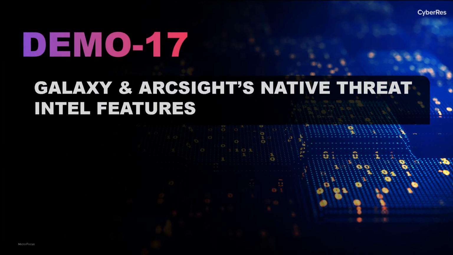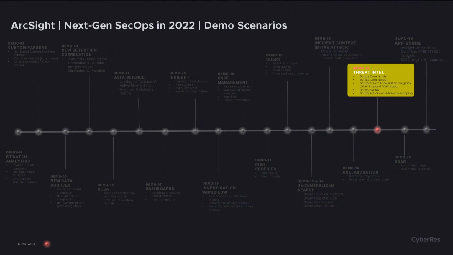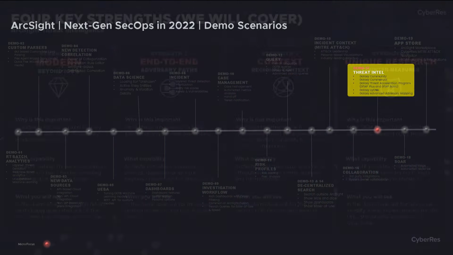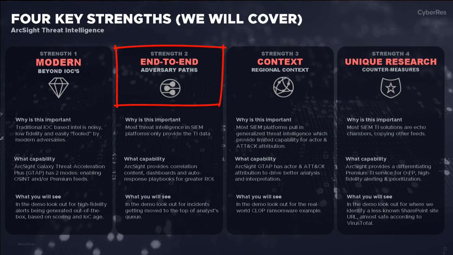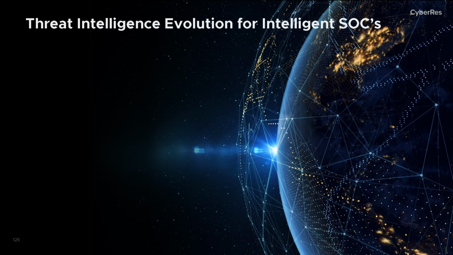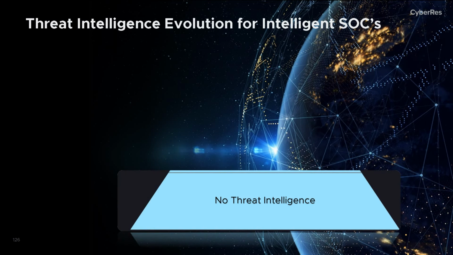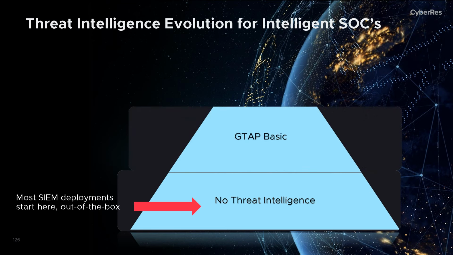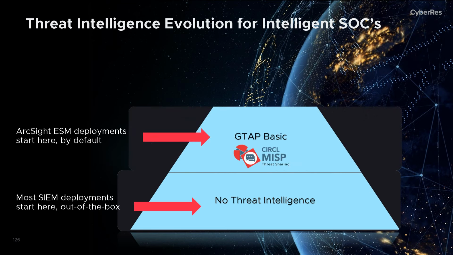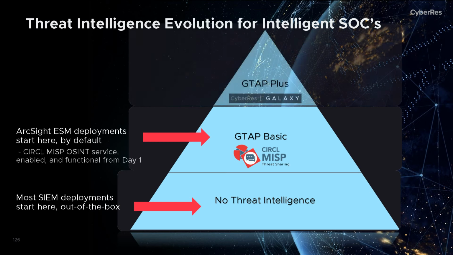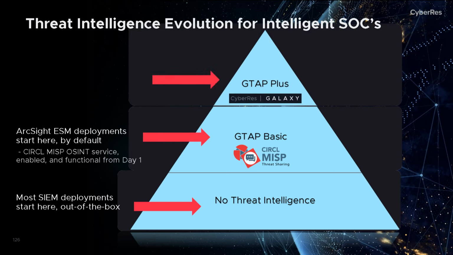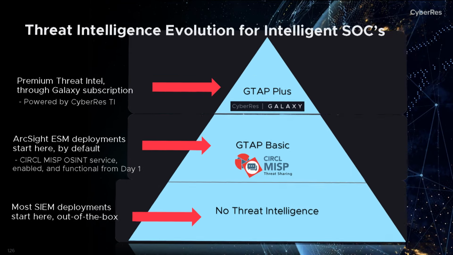ArcSight has taken a big leap in this domain with the launch of our Galaxy program. We have 4 core strengths, the most critical one being the end-to-end nature of our solution. We believe that high-quality threat intel is table stakes in today's threat landscape. That's why our GTAP Basic service is free for all ArcSight ESM customers, providing Circle MISP TI integration from day one. We also offer GTAP Plus, a premium TI service for SIEM customers with a higher maturity level.